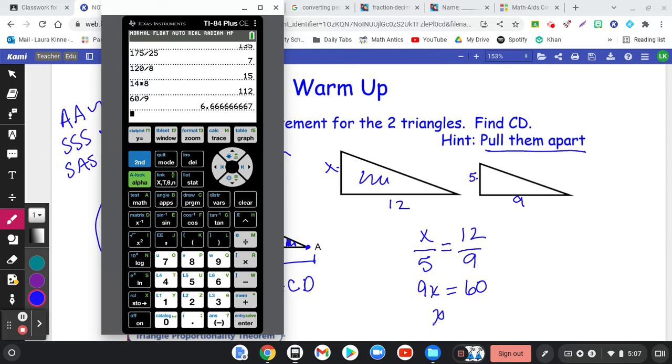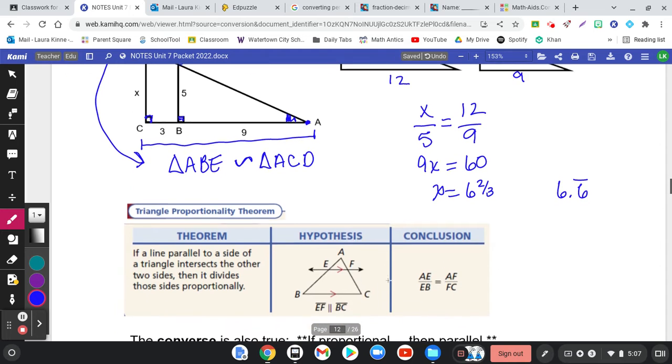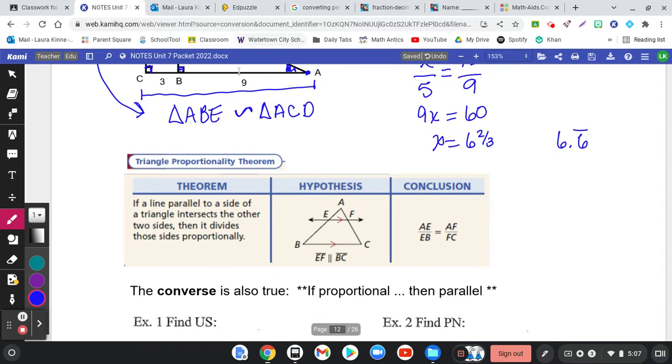6 2/3. You could also just leave it as 6.6 repeating, or 6.7. Sometimes it'll say to round, so just follow the directions. Okay, so today we're going to talk about the triangle proportionality theorem.